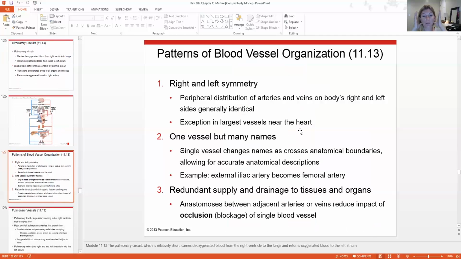So our blood vessels are all organized symmetrically. In other words, you have right and left of almost everything. The largest vessels are near the heart. The smaller ones are in the periphery. There's only one vessel, but several names. Single vessel name changes happen when you change anatomical boundaries. So in other words, it's all the same highway.